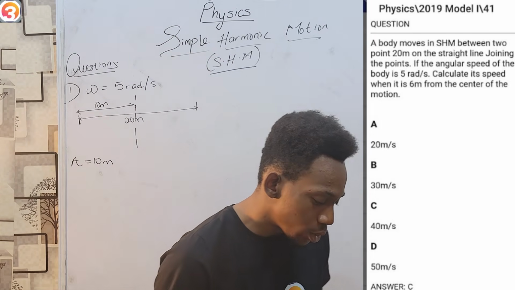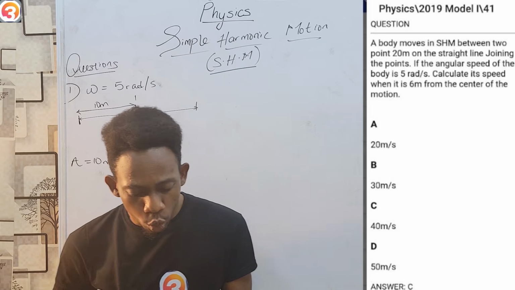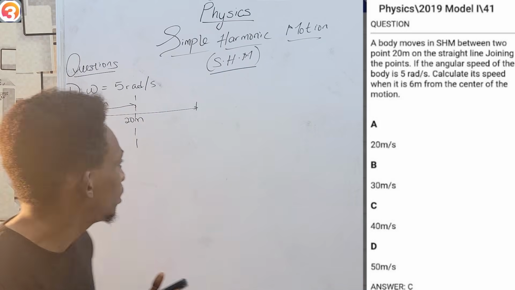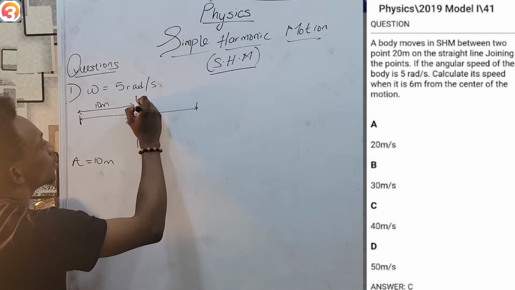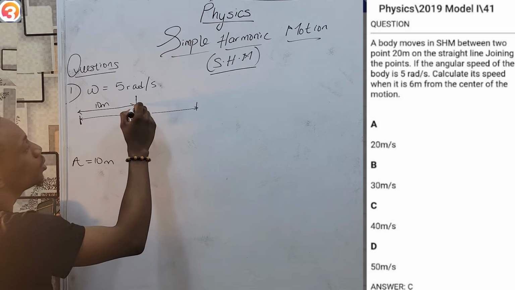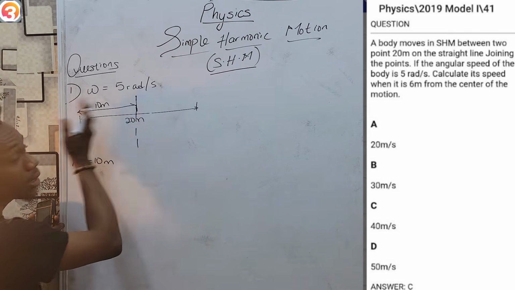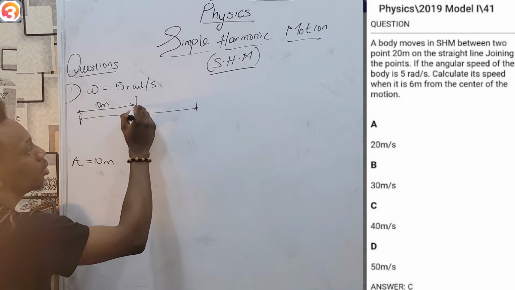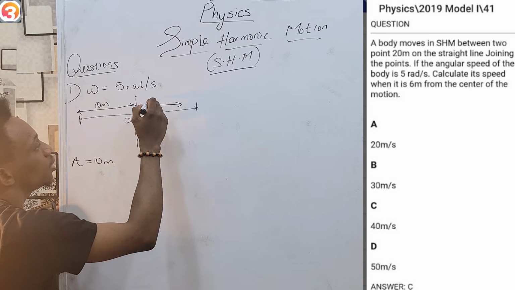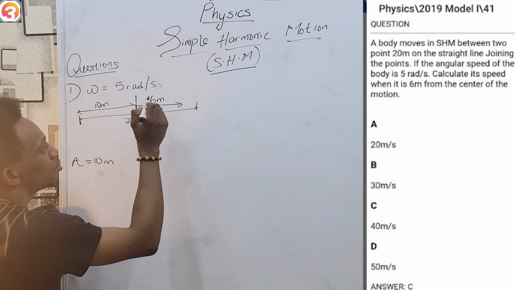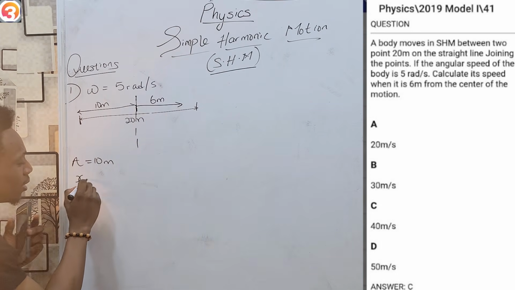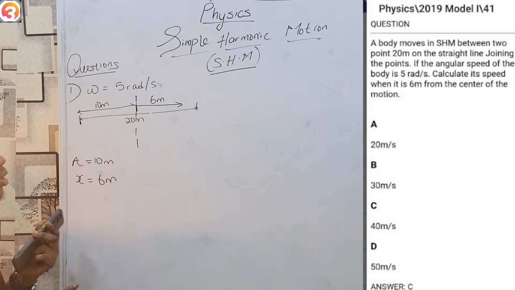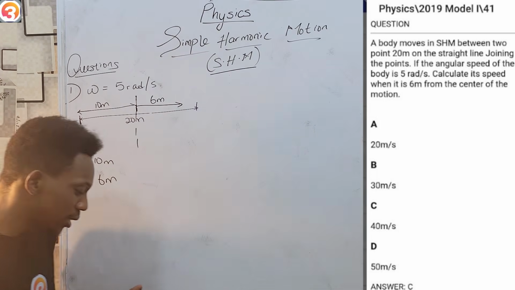Then I'm being asked to calculate the velocity when it is 6 meters from the center. Now, if this is my center, as my body wants to start moving, it starts from the center and moves either left or right. But let's go right here. It moves rightwards a distance of 6 meters. Therefore, that means x must be 6 meters. So you see how we did the analysis.